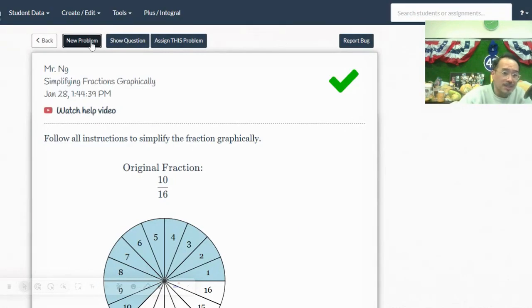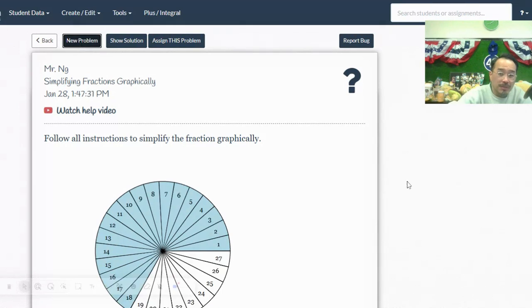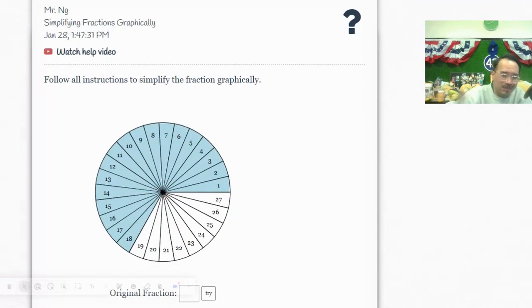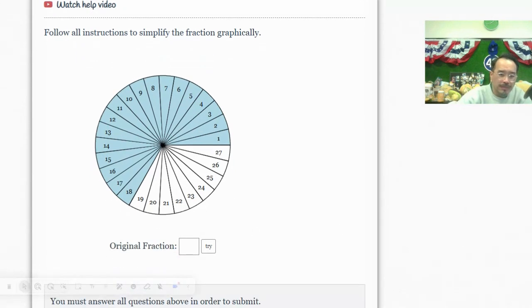Now, a second type of question could look something like this. Okay, let me see. All right, not this one. Let's find another one. Some of these are a lot, but they count them for you, so you know what I'm saying? All right. Okay, this one is good. Now, if you take a look at this question, what's the original fraction? Yeah, it's 18 out of 27.